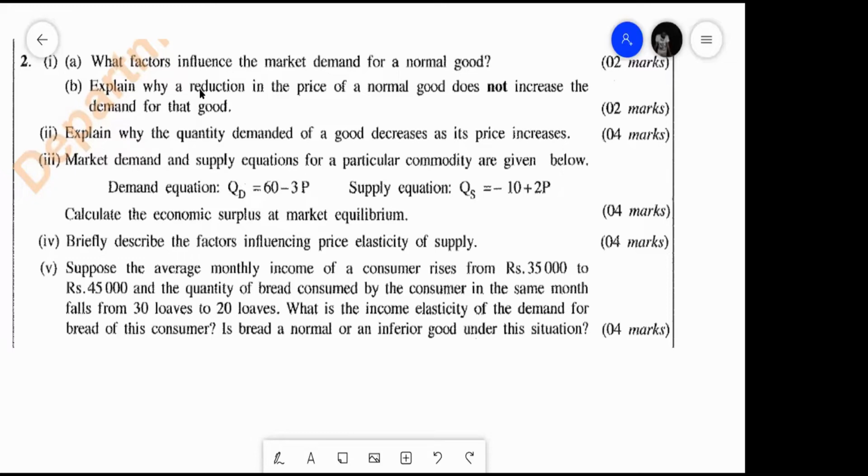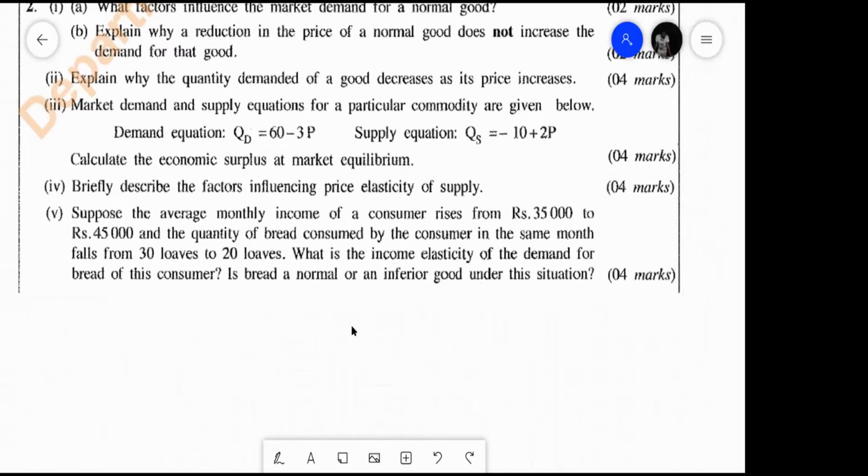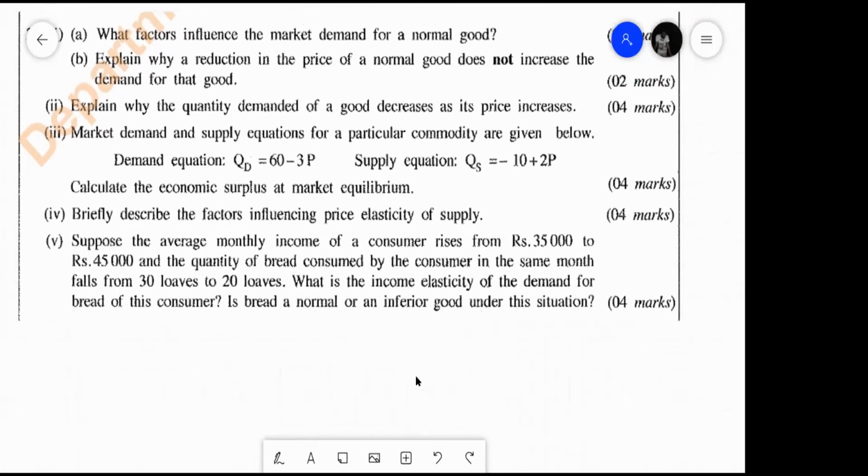Why does the reduction of a price of a normal good not increase the demand for the good? Guys, it doesn't increase the demand for the good. It increases the quantity demanded. They're testing that. Reduction in the price will not increase demand. It will increase quantity demanded. They're testing whether you know the difference between change in demand and change in quantity demanded. So when the price of a good reduces, the demand curve will not shift to the right. The quantity demanded will only increase. That is what you have to write there for 2 marks. Okay, hoping that part is fine.